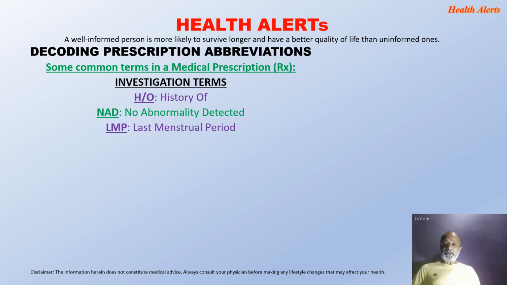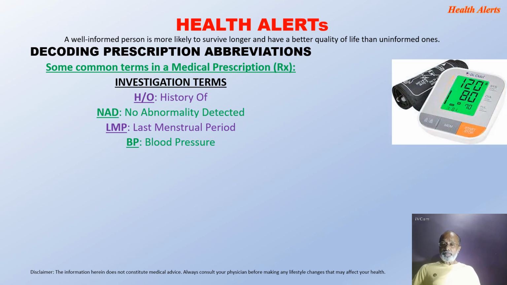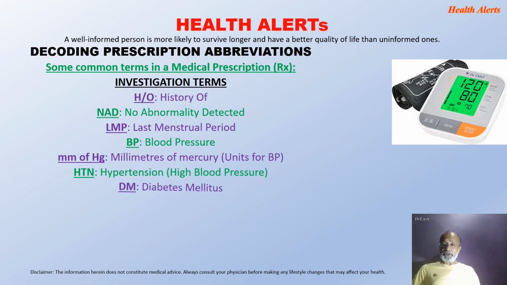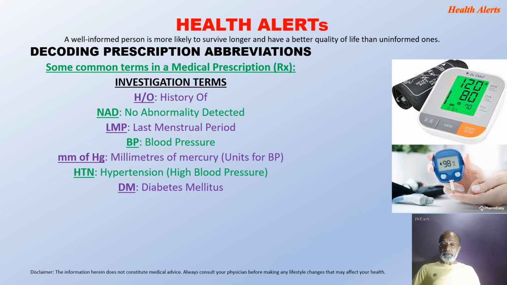LMP is last menstrual period. BP stands for blood pressure. mm of Hg, that is millimeter of mercury. In fact, that's a unit for measuring the blood pressure. HTN, if you find mentioned in any prescription, it indicates the patient is having hypertension or high blood pressure. DM, if it is mentioned, it suggests the patient is having diabetes mellitus.